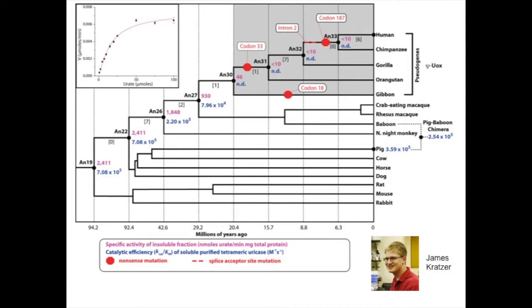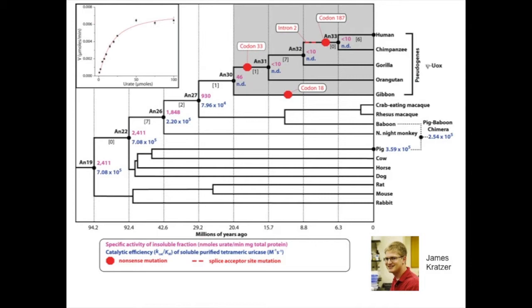Shown in gray are the apes. So the apes don't have a functional enzyme, right? I mentioned it's a pseudogene in apes, whereas these organisms do have a functional enzyme. I don't have time to go through all this, but just follow the magenta. The magenta is an activity property associated with the ancient proteins. And what you see here is that as you go up the tree from the common ancestor of mammals towards apes, you greatly diminish the catalytic efficiency of the enzyme.